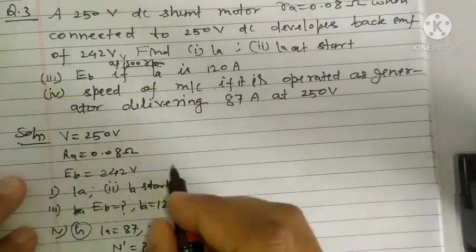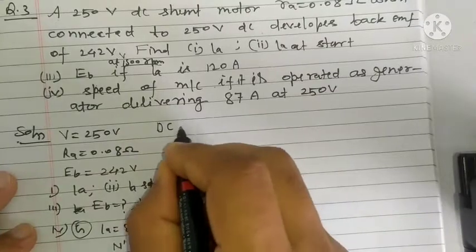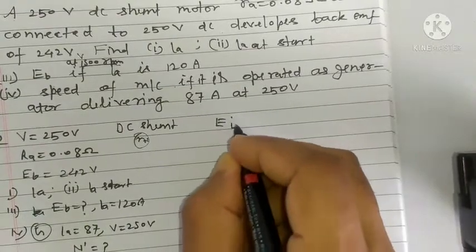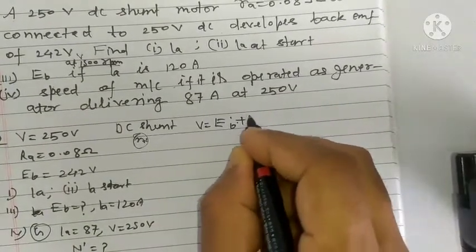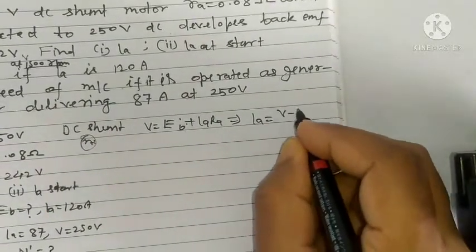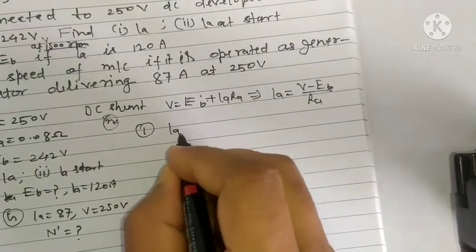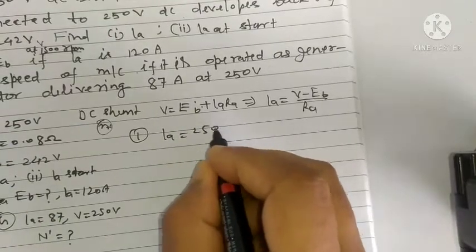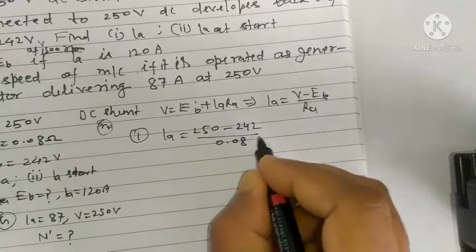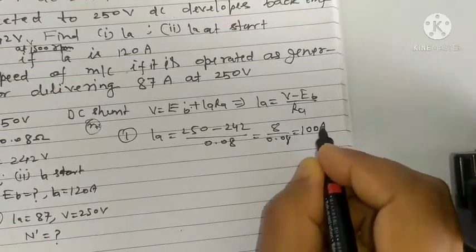Right, so let us first find the current. As it is a DC shunt motor, we know V equals EB plus IaRa. From there Ia is written as V minus EB by Ra. So first I want to find Ia. It is V 250 minus EB 242, Ra is 0.08, so 8 by 0.08, which is nothing but 100 ampere.